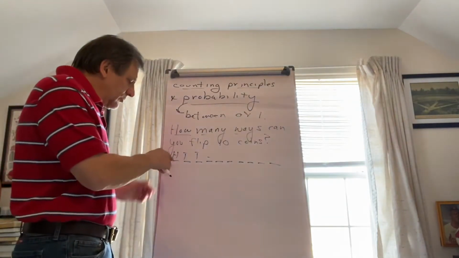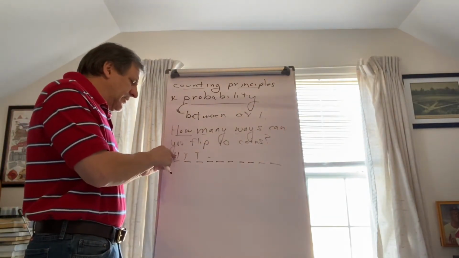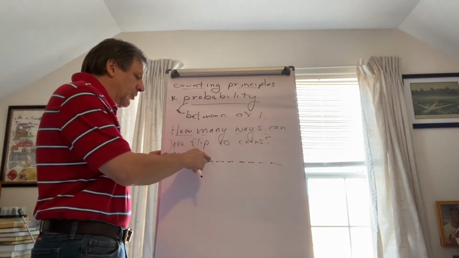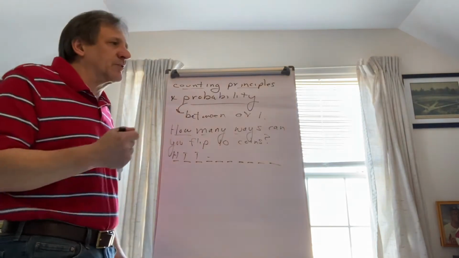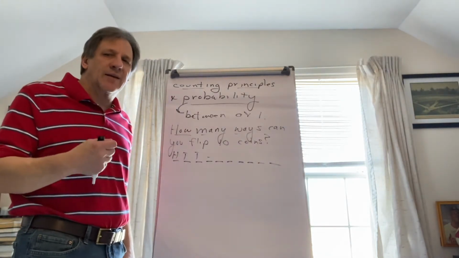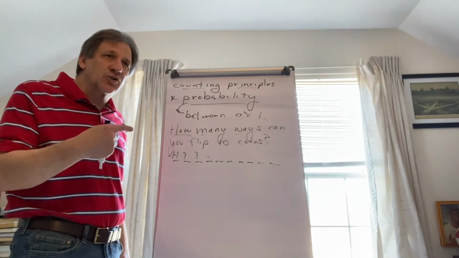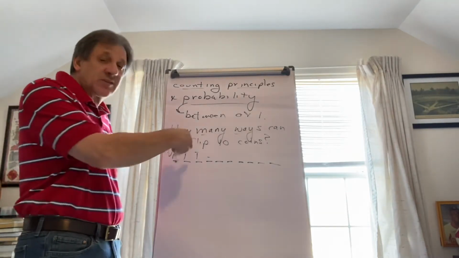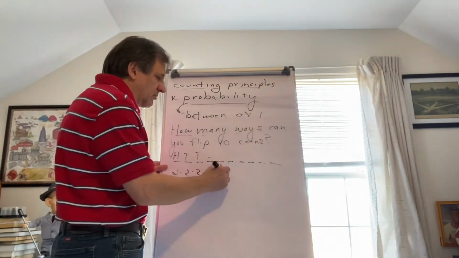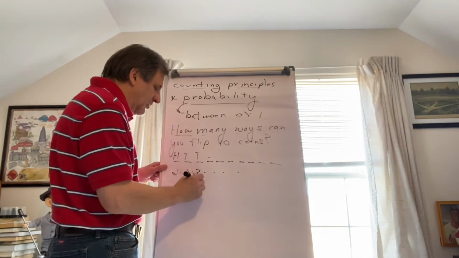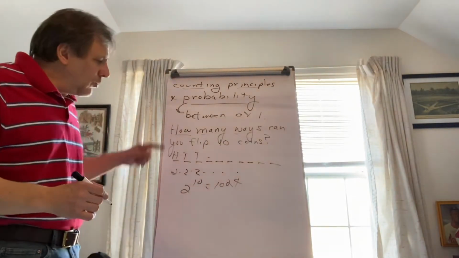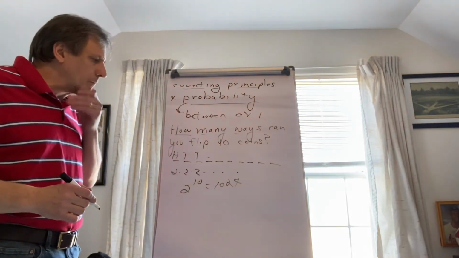So you're looking at this and say, well, this can happen one of two ways. This can happen one of two ways. This can happen one of two ways. The fundamental counting principle is very basic. It simply says in words, multiply the number of ways you can do each action. We can think of each of these flips as an action. So it's 2 times 2 times 2, right? That's just 2 to the 10th power, and that's 1,024, okay? 1,024 ways.